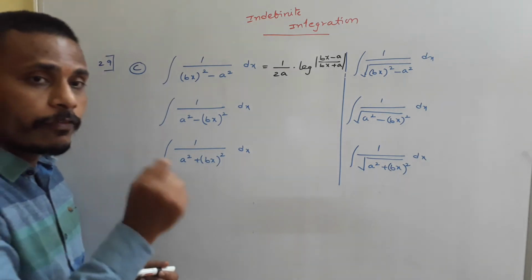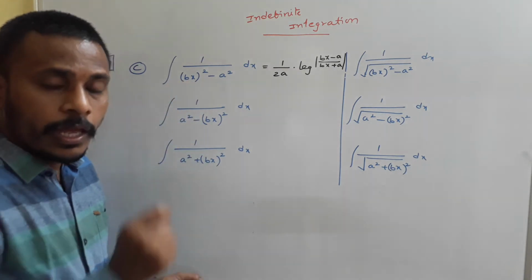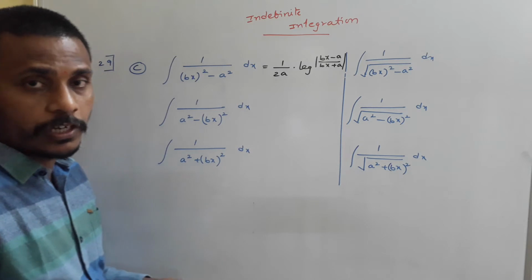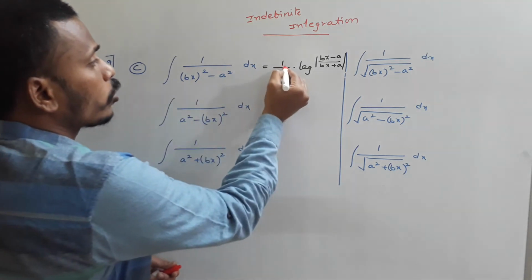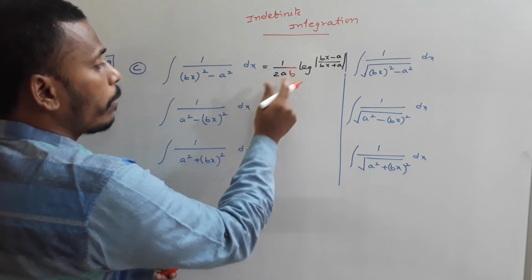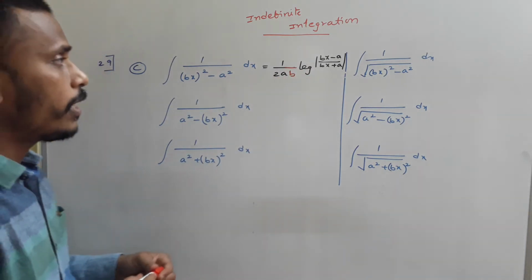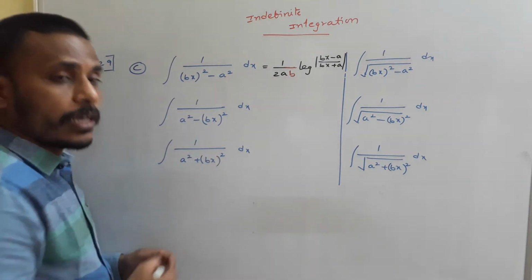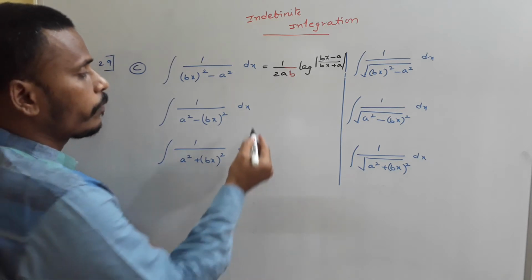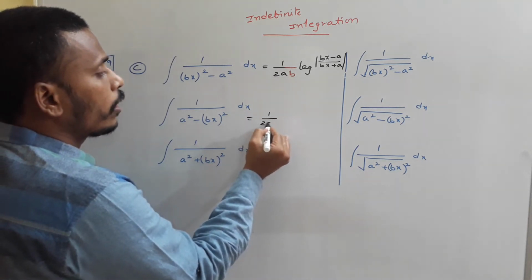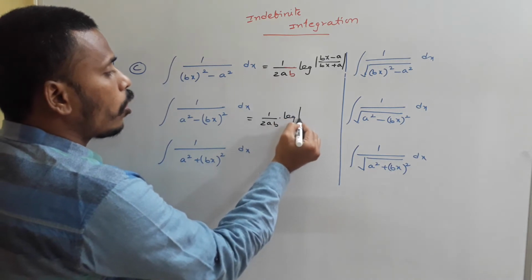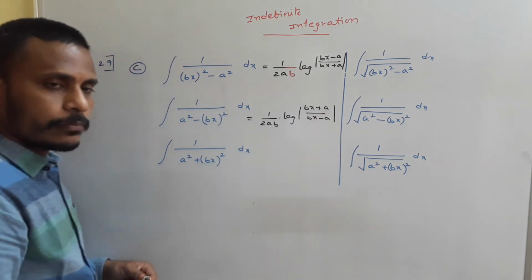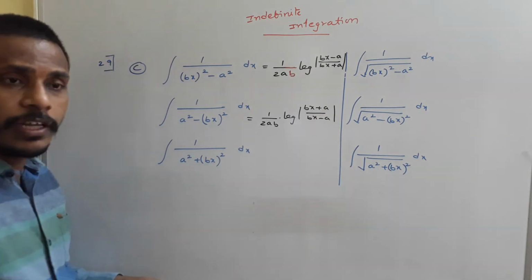But here you need to identify that the coefficient of x is b. If the coefficient of x is not 1, then we always need to include 1 by that coefficient. Since here the coefficient of x is b, we write 1 by b as a factor. So 1 by 2ab log (bx minus a)/(bx plus a) is our answer. In the same way, for a² minus bx², there is a change of sign, so its answer is 1 by 2ab into logarithm of (bx plus a) divided by (bx minus a), base e, plus a constant of integration, which is a common task.